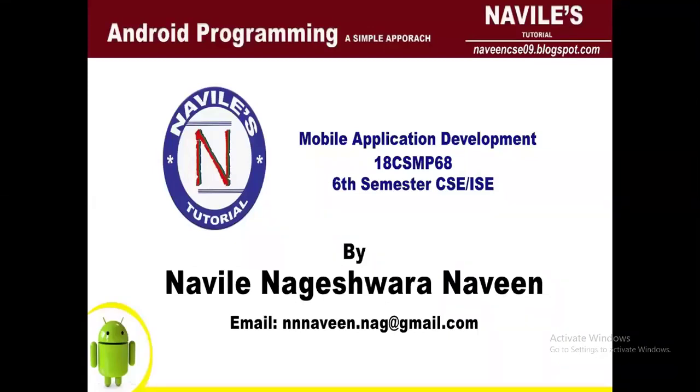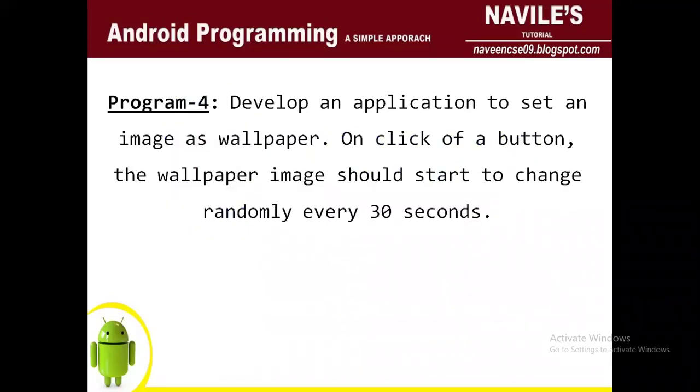Hello viewers, welcome to the session on mobile application development with the course code 18CSMP68. In this session, we will see the developing of wallpaper activity, which is prescribed as the fourth program for 6th semester CSE or ISE students under VTU. The idea of this program is to develop an application to set an image as wallpaper. On click of a button, the wallpaper image should start to change randomly every 30 seconds.